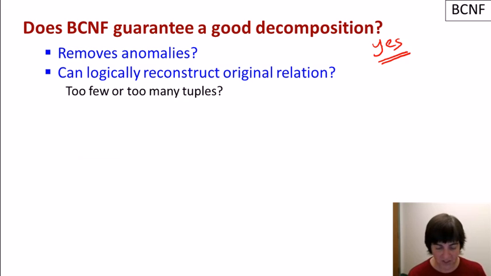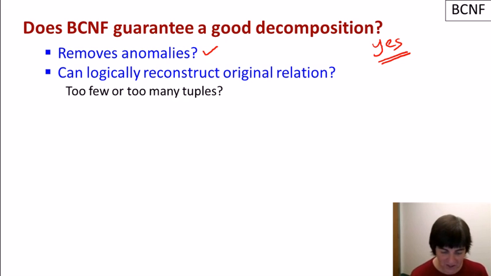So to conclude, does BCNF guarantee a good decomposition? Well, of course the answer is yes, or I wouldn't have spent all this time teaching you about it. Does it remove the anomalies that we looked at in our first example of bad relational design in another video? Yes, it does remove anomalies. When we have multiple instances of the same piece of information being captured, that's what's squeezed out by the decomposition into BCNF. And that's fairly easy to see through the examples that we've done already.